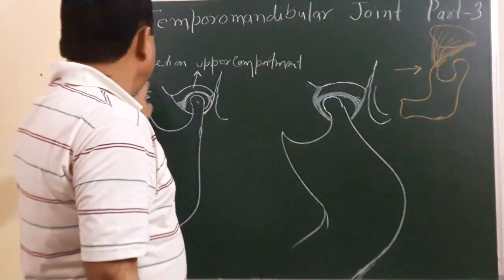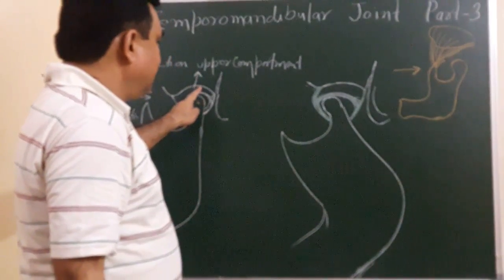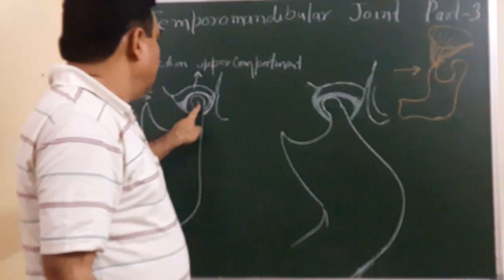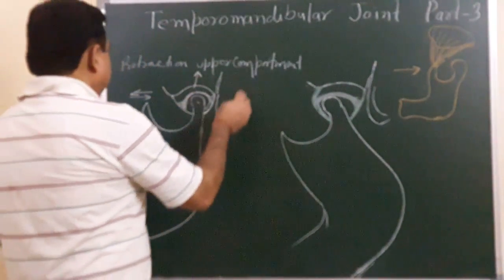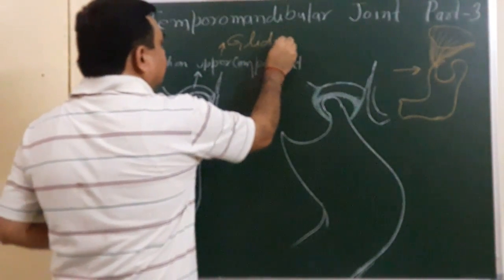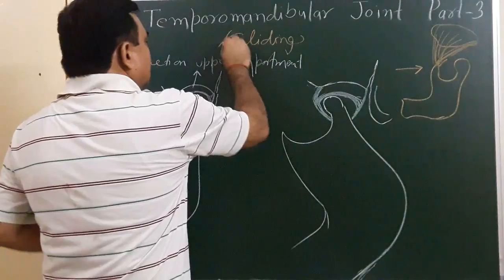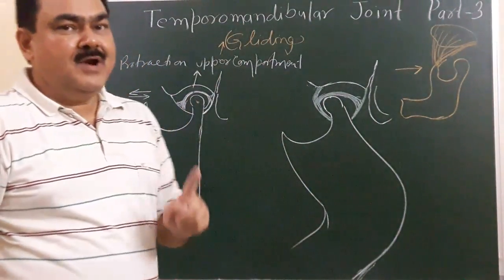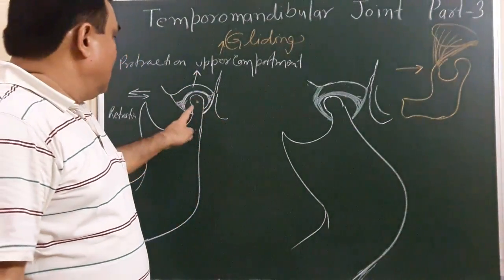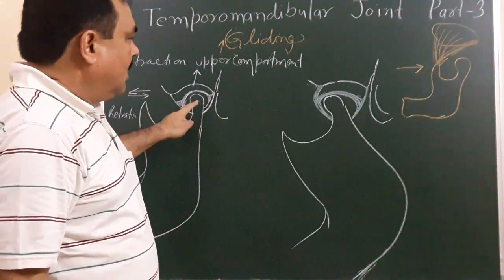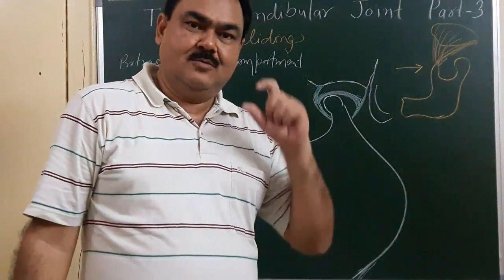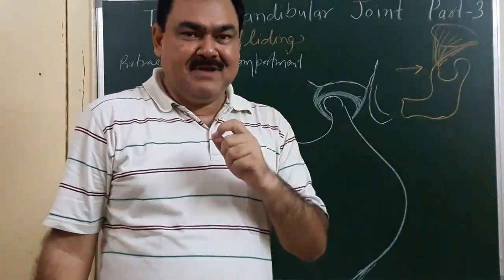So protraction and retraction take place in the upper compartment. Here this movement is gliding movement. And in the lower compartment, movement is around the vertical axis and around the transverse axis. And another movement is side to side movement. So protraction, retraction, depression, elevation.